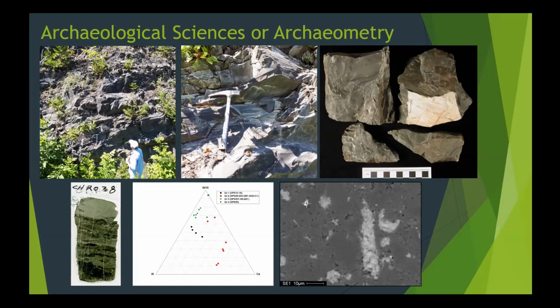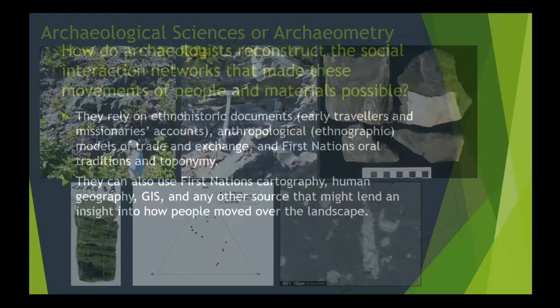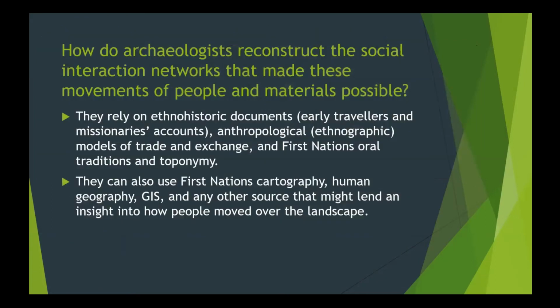All right, so the next step is, of course, how do archaeologists reconstruct the social networks that I'm talking about? We can rely on ethnohistoric documents, early accounts of travelers, anthropological models of trade and exchange, First Nations oral traditions and toponymy. We can also use First Nations cartography. It's actually quite extensive. Human geography, of course, GIS, and any other analytical approach that will allow us to understand how people move over the landscape.